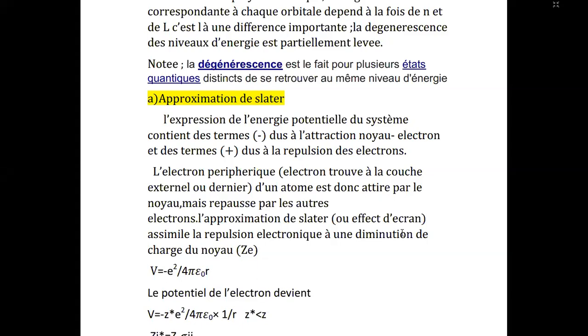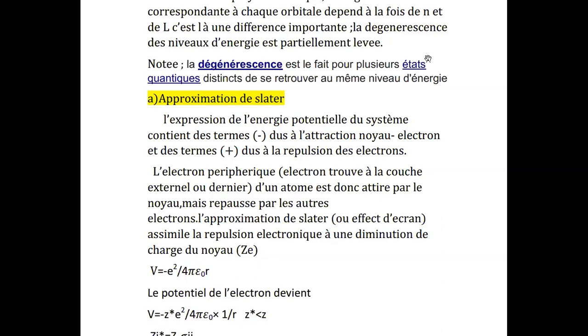So in simple terms, I can say the approximation de Slater, which is assimilated to electronic repulsion, is also assimilated to the diminution of the charge, in such a way that when you are calculating the approximation of Slater, you won't consider the electron which is at the outermost shell, the peripheral electron. You won't consider it. You only consider the electrons which are in the second shell and in the first shell.